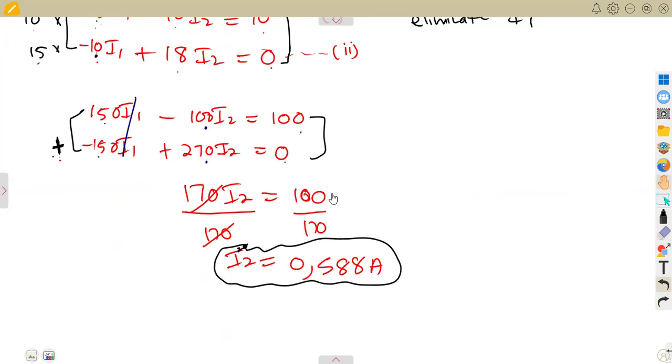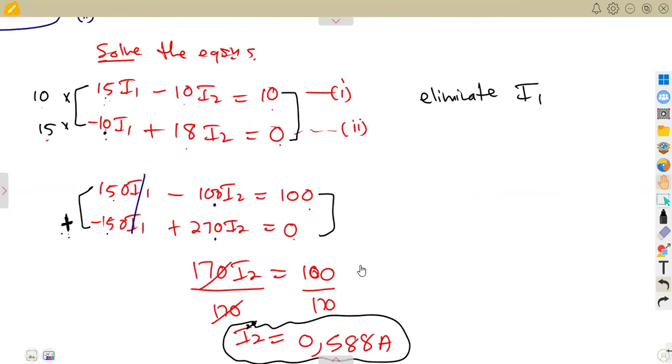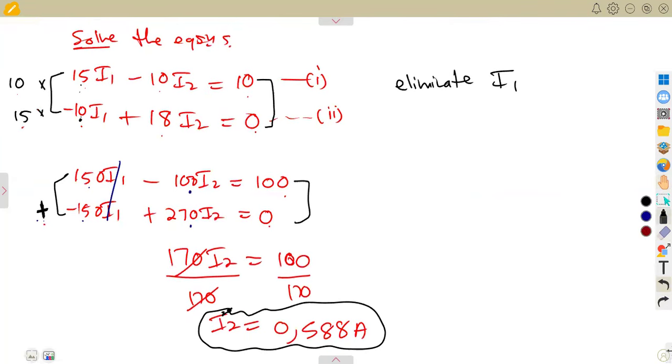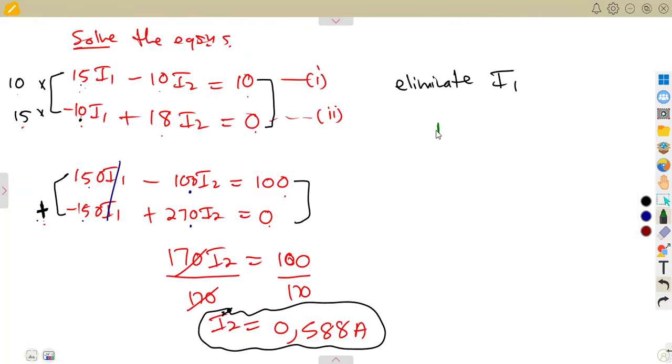So to determine I1, it's again in your hands. Are you going to substitute this value or are you going to eliminate I2? It's up to you. You can even substitute. From these two equations, we have got current 1, we have got current 2. We can take any equation. So from equation 1, we are given that 15 I1 minus 10 I2 is equal to 10. Either you can take equation 2. You can take any equation that you want.